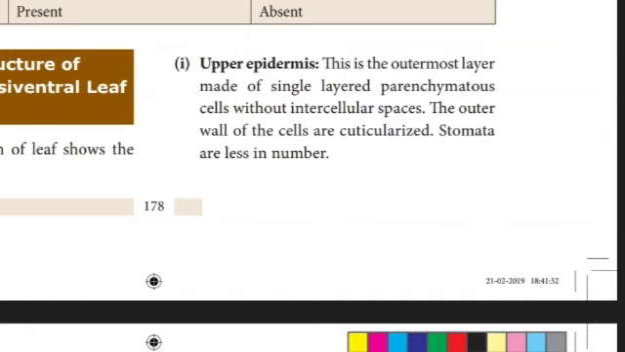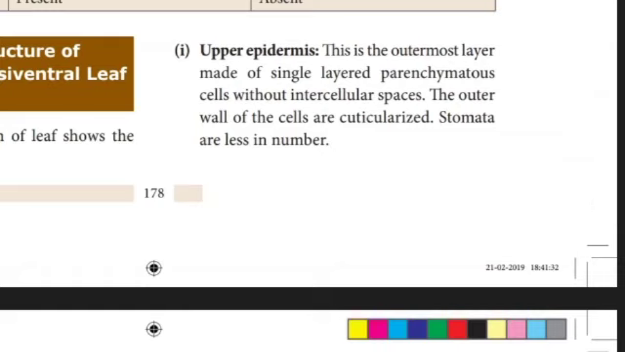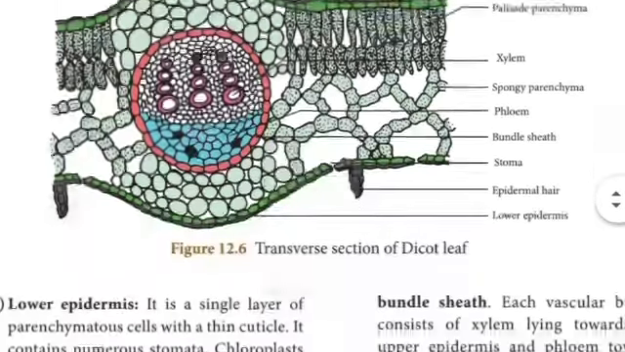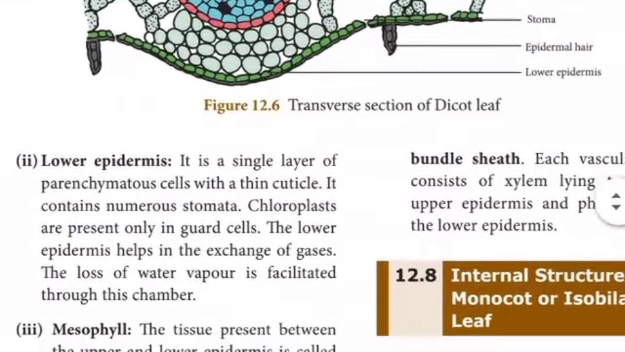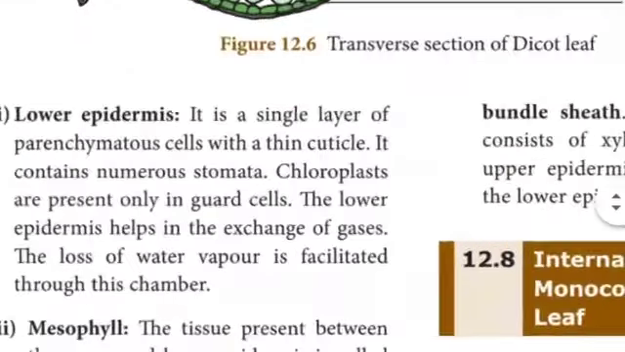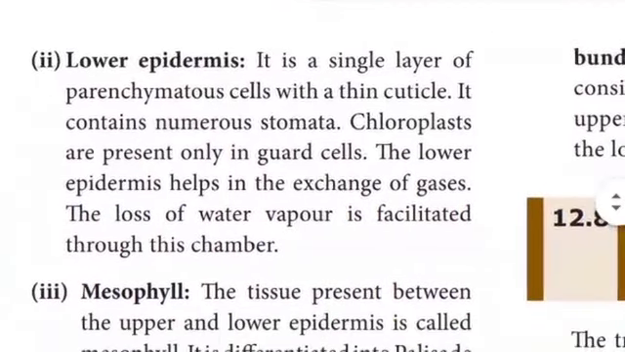And also stomata are less in number. Stomata are present but in less number. Okay. What is the process of stomata? It helps in transpiration. And second one, lower epidermis. The lower epidermis is a single layer of parenchymatous cells with a thin cuticle. In this epidermis, the cuticle is very thin compared to the upper epidermis. It contains numerous stomata.